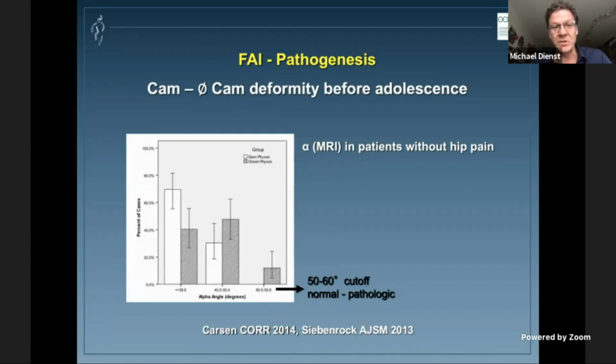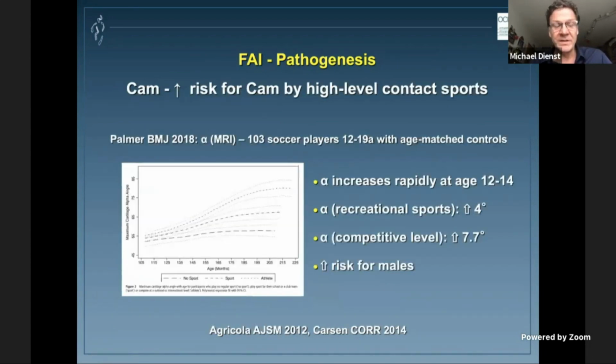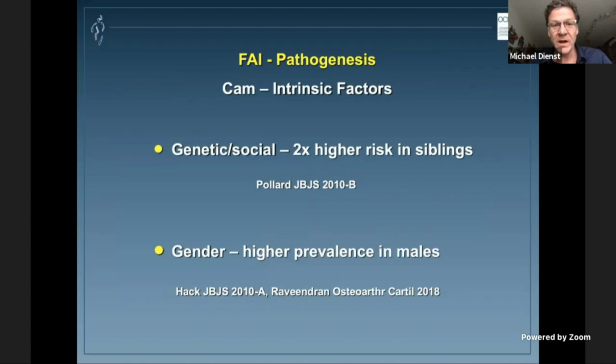Nowadays, we know that the cam deformity is not present before adolescence, and this has been shown by different papers in the past. We also know that the risk for development of a cam deformity is higher with high-level contact sports during adolescence. You see here in those papers that the alpha angle is significantly increasing when you do high-level contact sports during adolescence, and the risk is higher for males.